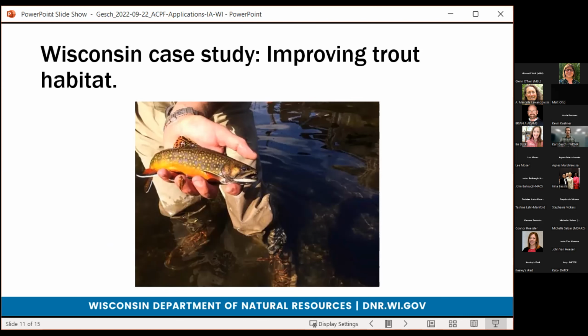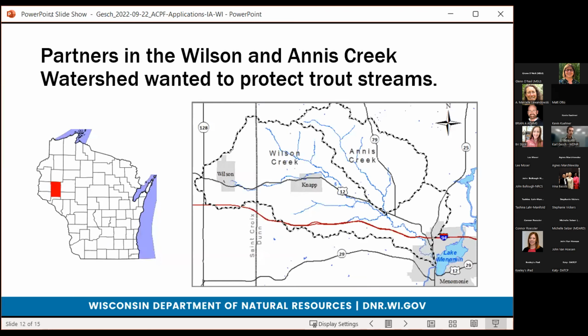So similar overall approach of identifying a goal and using ACPF to meet it. But in this case, the goal was quite different than implementing the state nutrient reduction strategy. This was to improve trout habitat in local streams. So we're looking at the Wilson and Innis Creek watershed in Dunn County in west central Wisconsin. And ACPF results were applied here for this trout habitat improvement project.